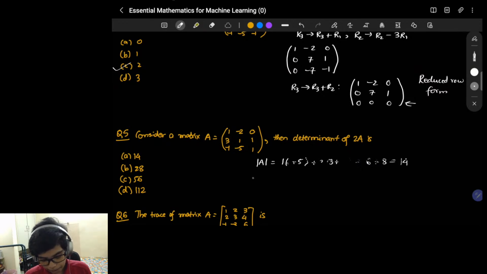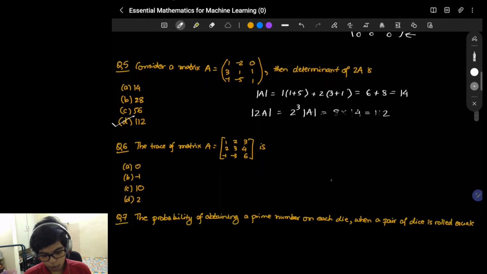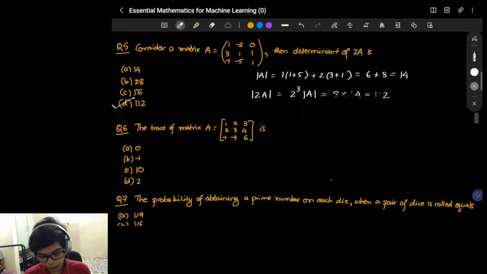Now, determinant of 2 times A would be 2 cube times determinant of A. Why cube? Because this is a 3 cross 3 matrix. Had it been a 2 cross 2 matrix, this power would be 2. If it would have been a 4 cross 4 matrix, this power would be 4. So that means 8 into 14, and this comes out to be 112. So 112 is the determinant of 2 times A. So moving forward, trace of a matrix is the sum of diagonal elements.